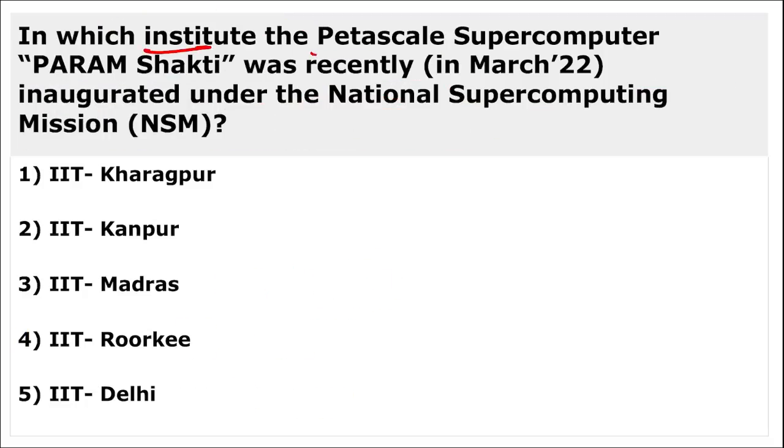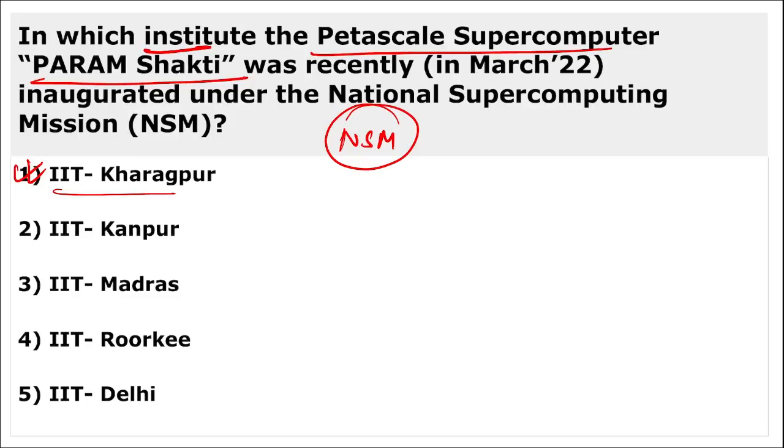In which institute was the petascale supercomputer, Param Shakti, recently inaugurated under the National Supercomputing Mission? Where was it set up? It was set up at IIT Kharagpur. All right. Param Shakti is a supercomputer that was set up at IIT Kharagpur. This was under what mission? This was under the National Supercomputing Mission.